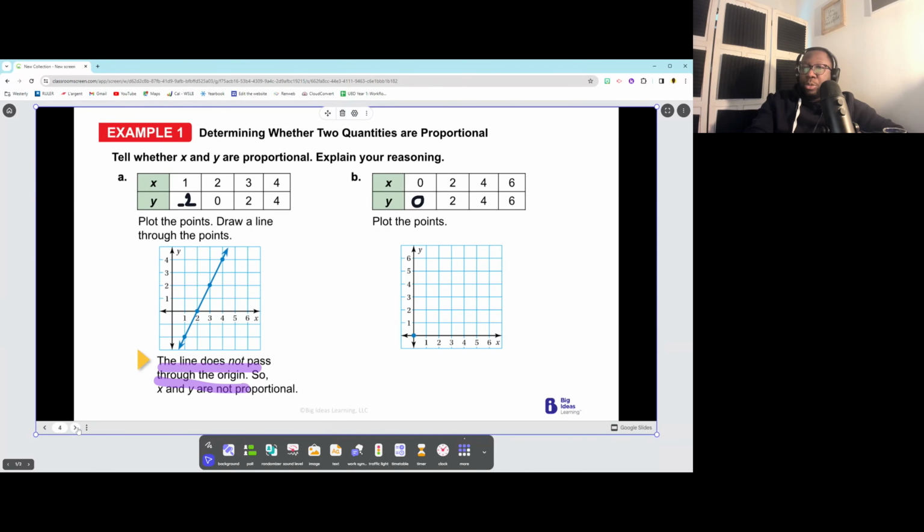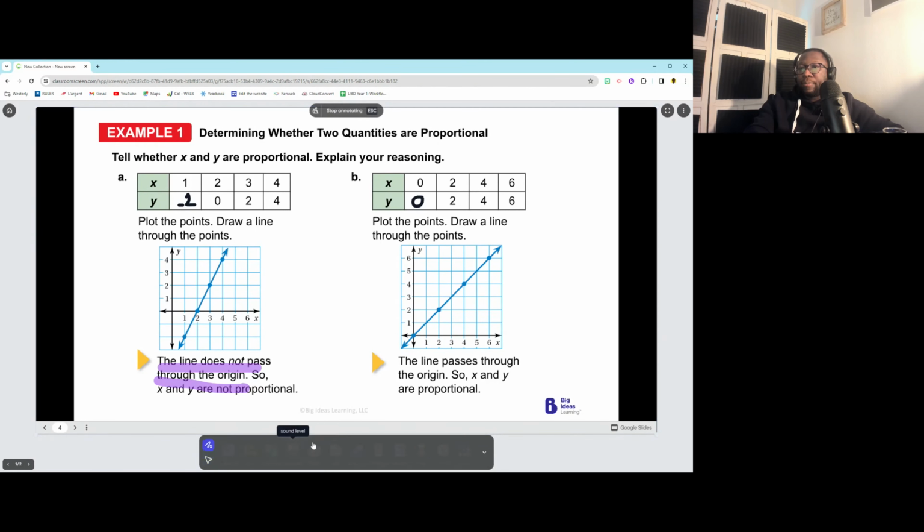All right. What about 2, 2? 2, 2 is there, 4, 4 is there, and then 6, 6 is there. When we look at these 4 points, yeah, they draw a straight line and they go through the origin. Because of those two criteria, we can say that this second table here is proportional because it has those two criteria of straight line and passing through the origin.